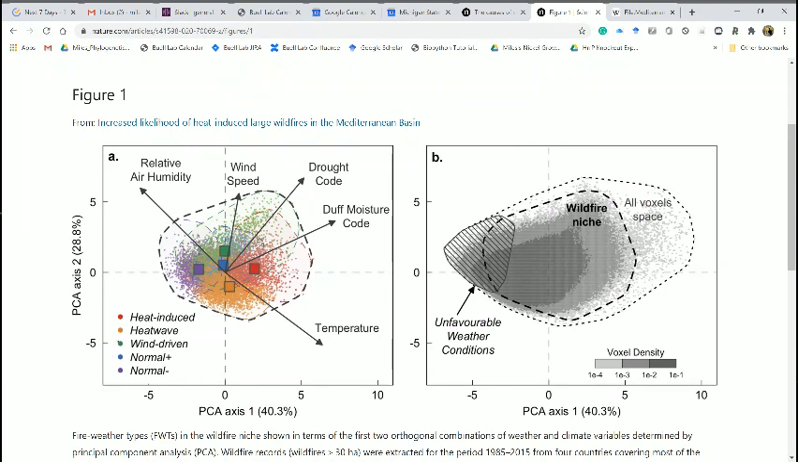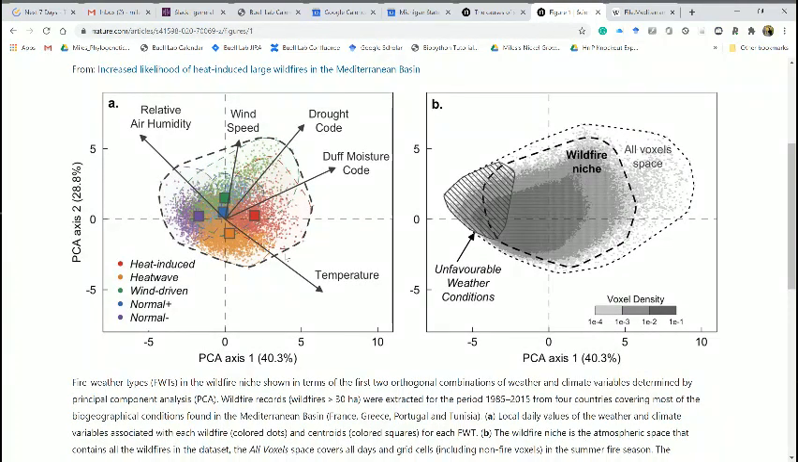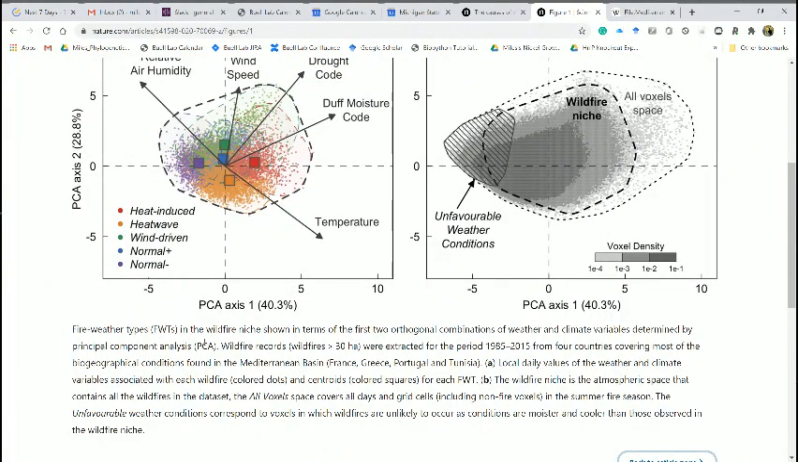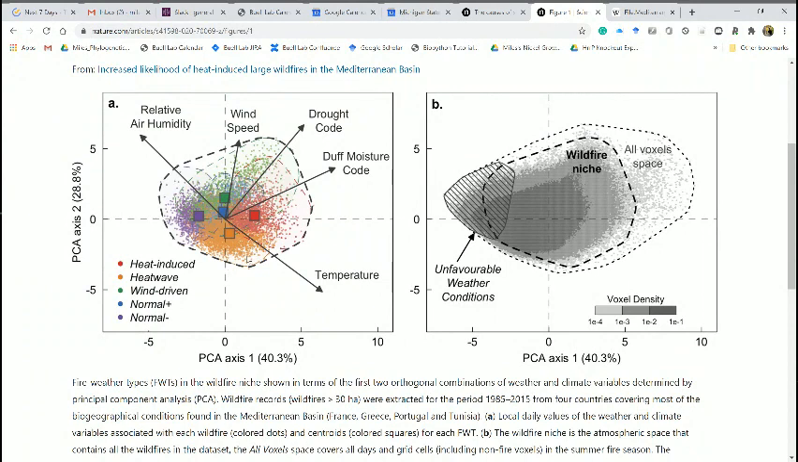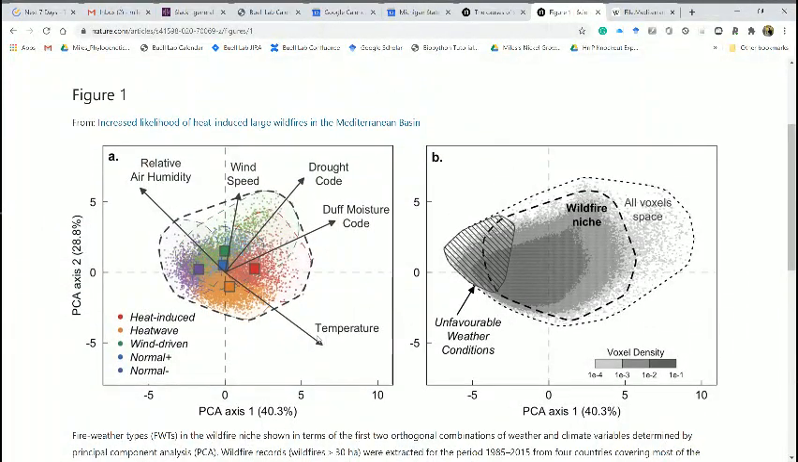So I'm not sure what each of these is. Are each of these points like a different wildfire? Wildfire niche shown in terms of 2 orthogonal combinations of weather and climate variables determined by PCA. Okay, so I think each dot is a wildfire record. You can see how moving in this direction, I assume these arrows mean points moving in this direction are sort of associated with greater wind speeds. Points further in this direction are associated with greater temperature.